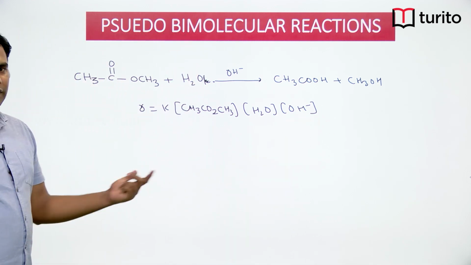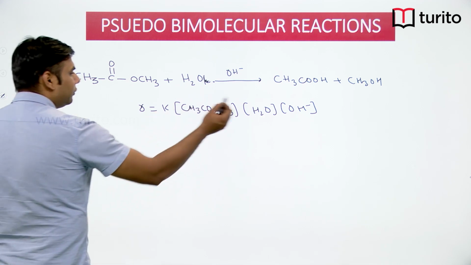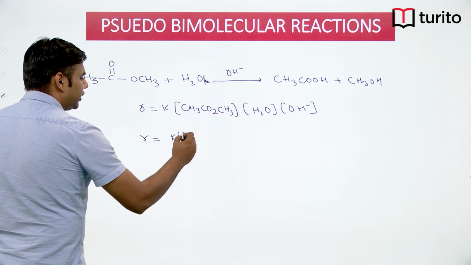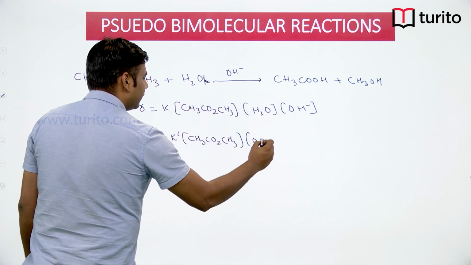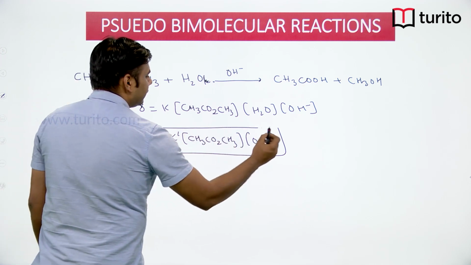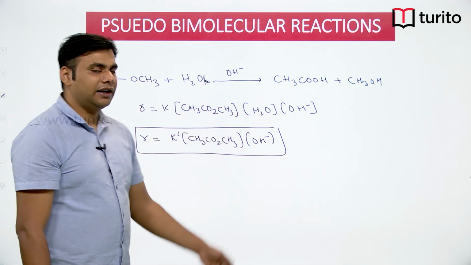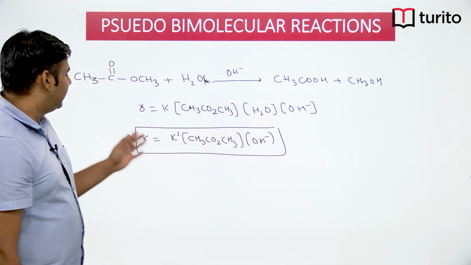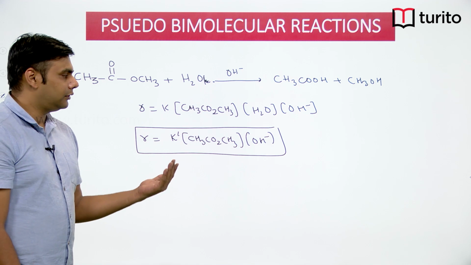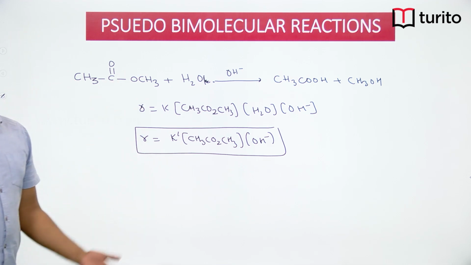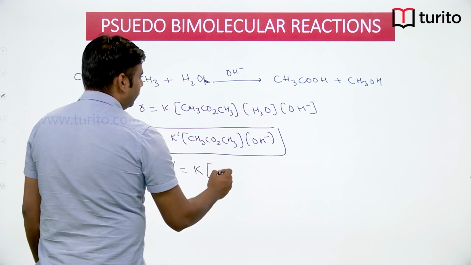Now we know that water is the solvent, it would be present in excess amount, so its concentration would practically be constant. So K into concentration of water can be replaced by another constant, which is K dash. So basically this was the true rate law indicating that the order with respect to each reactant is 1. So the overall order should be 3, but if you look at this, the order is coming out to be 2. So this is called a pseudo bimolecular reaction or a pseudo second order reaction, where K dash is equal to K into concentration of water.